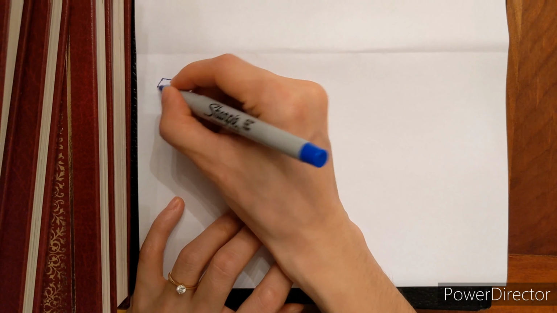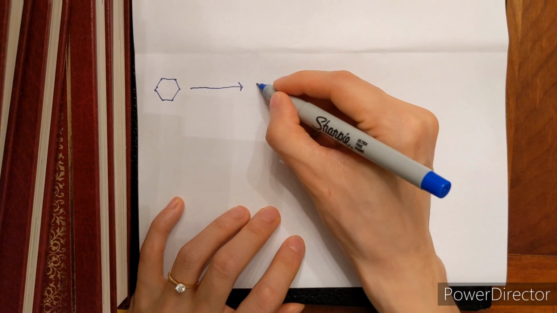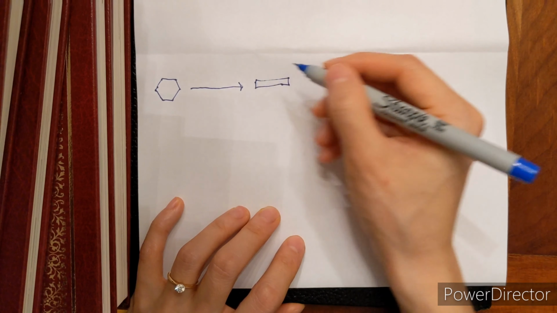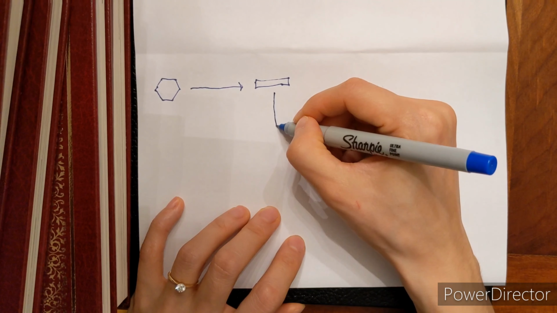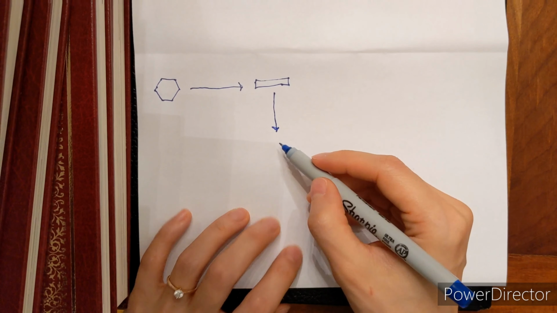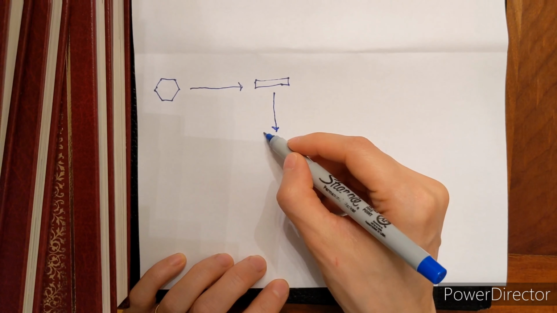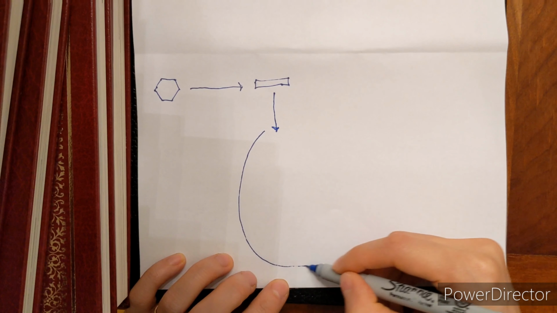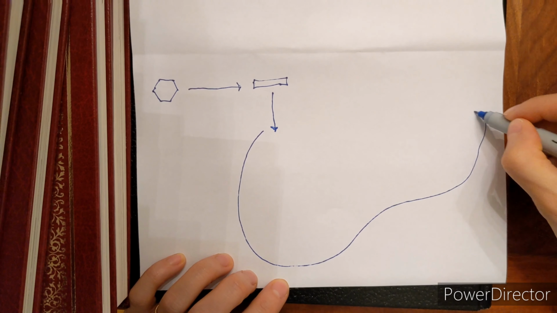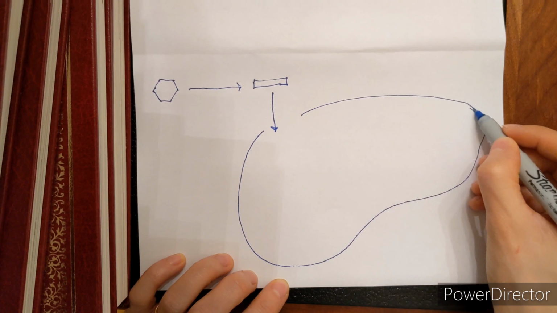So you're going to need to start with glucose, which is a hexagon. You're going to have an arrow pointing to a box of some kind. And then this box is going to go down into a mitochondria. Now, a mitochondria looks very much like a little bean, so I would just draw a rough bean shape for the rest of my page. Okay?